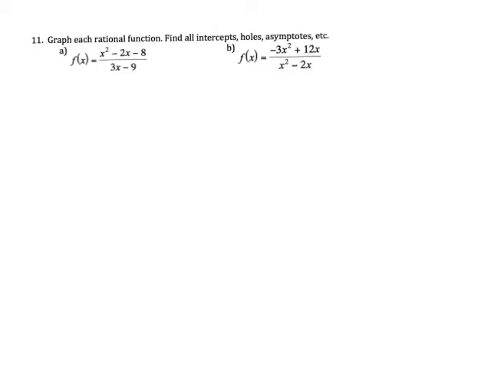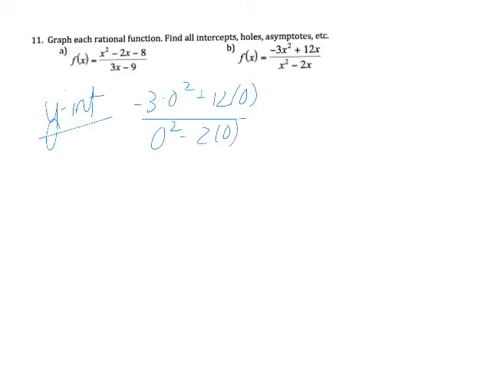All right. So y-intercept first. And again, just plug in a 0 for x. So -3 times 0 squared plus 12 times 0 over 0 squared minus 2 times 0. Hey, guess what? All those zeros. Y-intercept of 0. Okay, so when you graph it, it's at (0, 0).